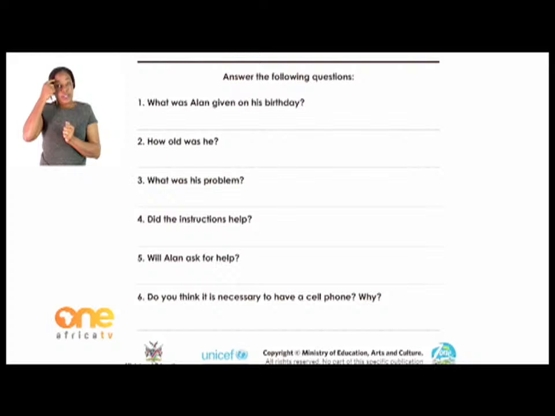Do you think it is necessary? Is it important to have a cell phone? And why do you think it is so? So answer that one according to what you think about a cell phone yourself. Okay.